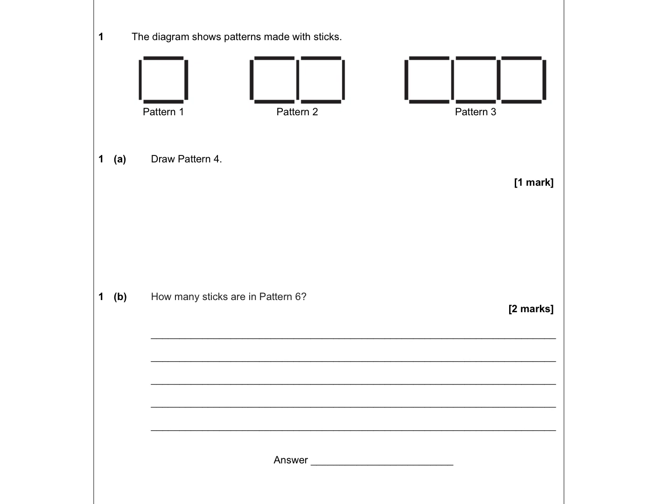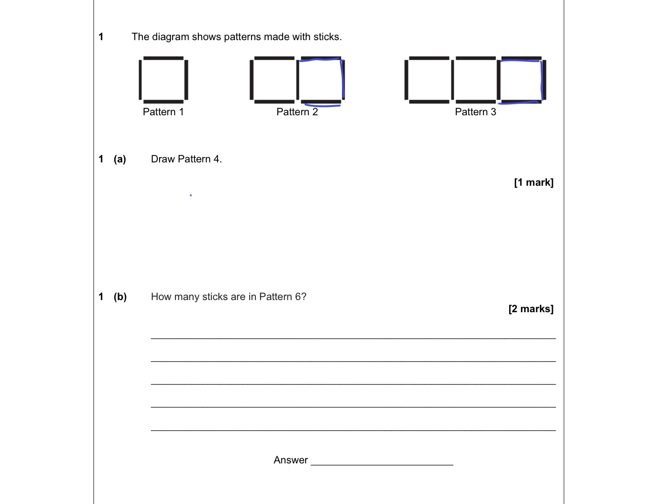All right, question 1. The diagram shows patterns made with sticks. So the first pattern has 4 sticks, and then the next one adds another one here, here, and there, which is 3 more sticks. And then the next pattern adds on another 3 sticks as well. So draw the 4th pattern.